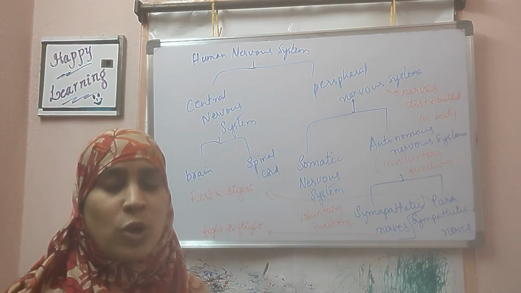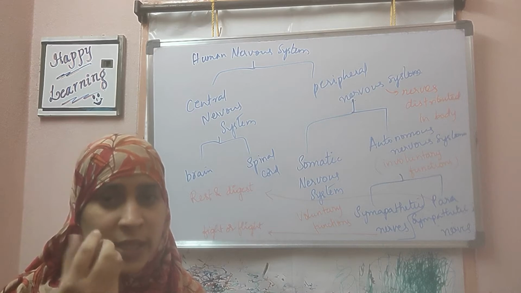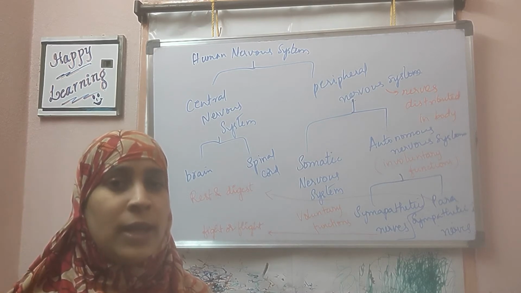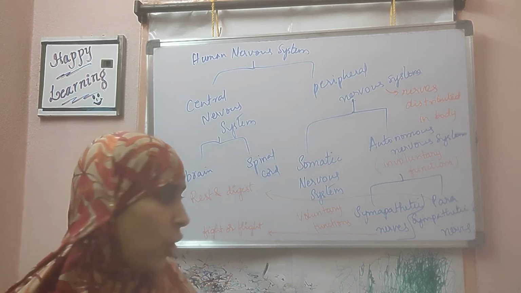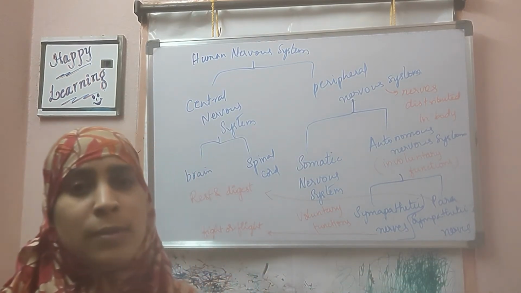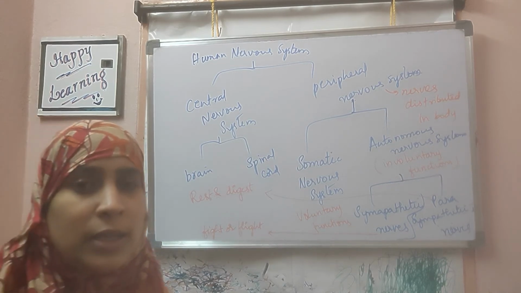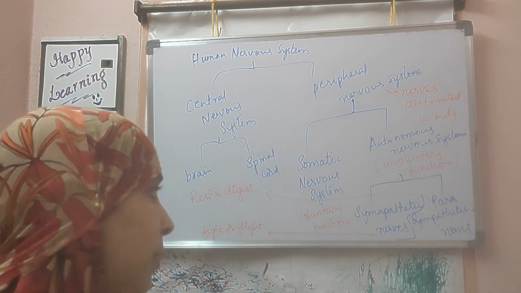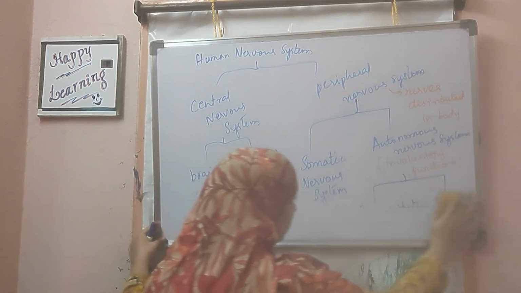Relax, when you relax, what happens to your pupil? The size of the pupil decreases, heartbeat is normal, blood pressure is normal. These normal actions are under the control of the parasympathetic nervous system. So this is about the parts of the human nervous system. We will discuss the peripheral nervous system now.